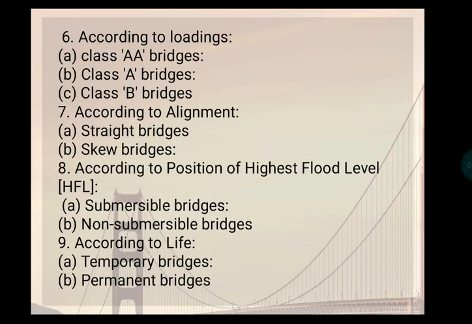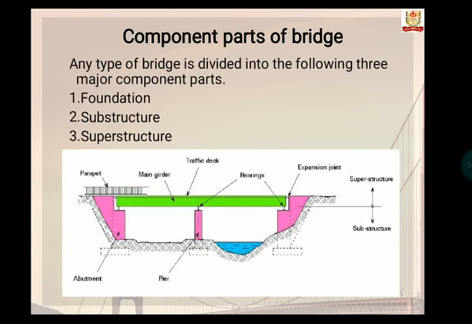The bridge constructed as well as maintained at low cost and having a short span of useful life is known as a low cost or temporary bridge. Permanent bridge, the bridge constructed as well as maintained at high cost and having a long span of useful life is known as a high cost or permanent bridge. Component parts of a bridge.